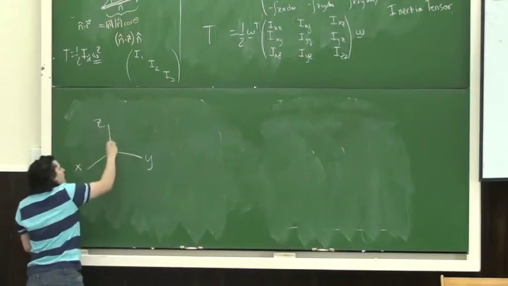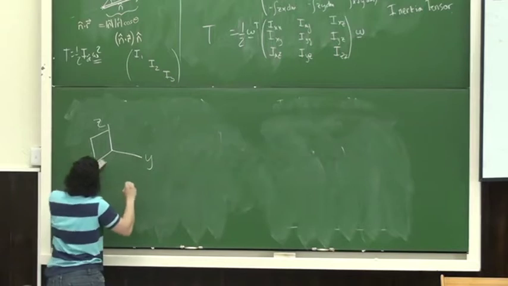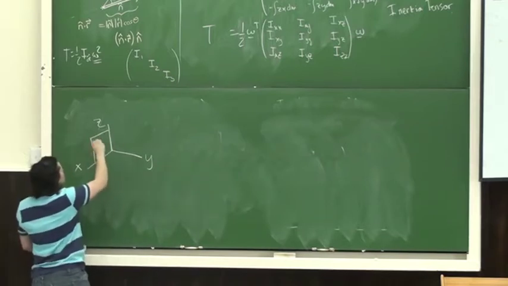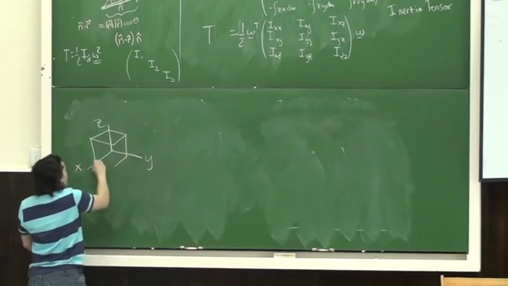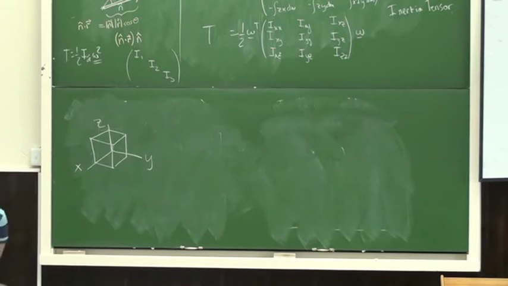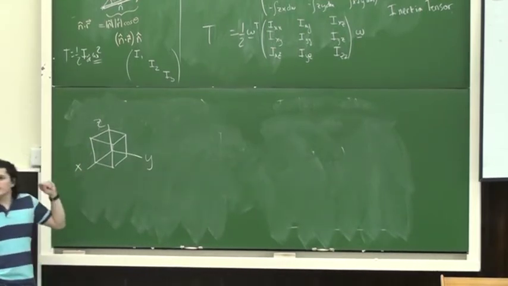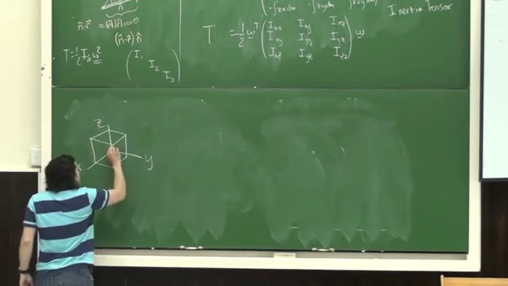y, and z. And we can place the cube on these axes. Right, so there's the cube on these axes. And now, we want to know what is the moment of inertia tensor of this cube around the origin.